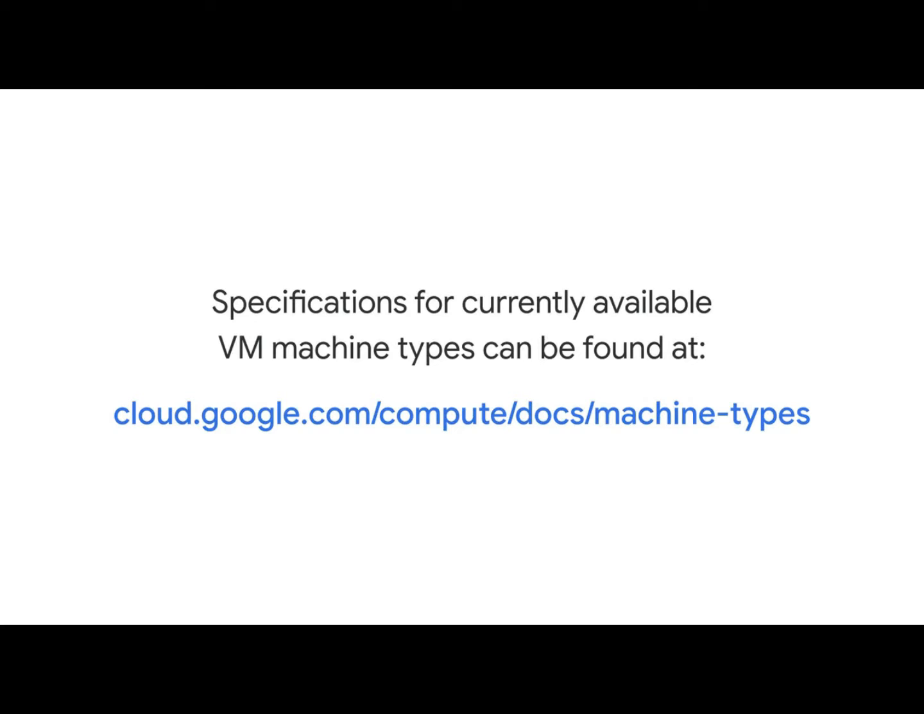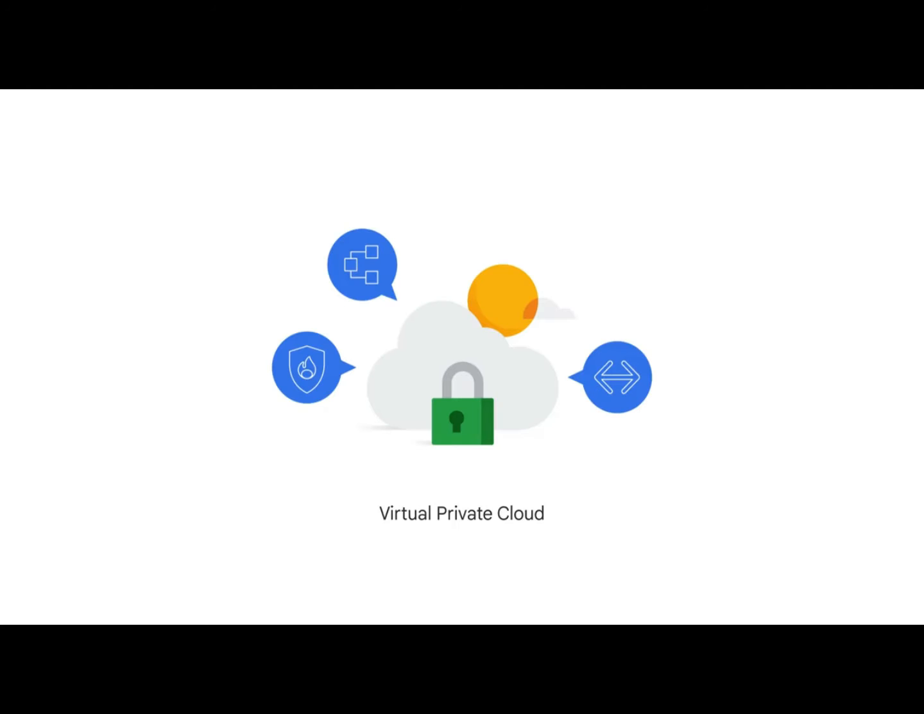Specifications for currently available VM machine types can be found at cloud.google.com/compute/docs/machine-types. Now let's explore some of the most important virtual private cloud compatibility features.